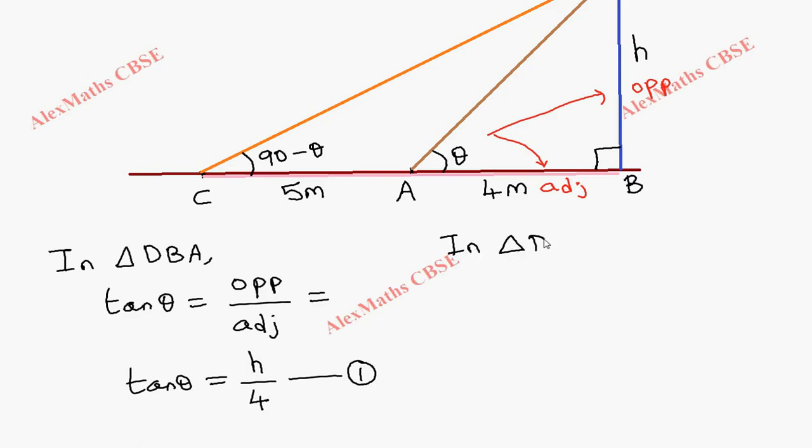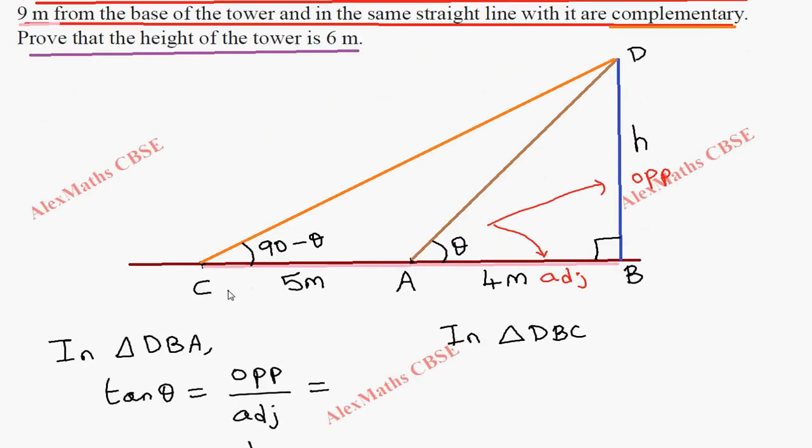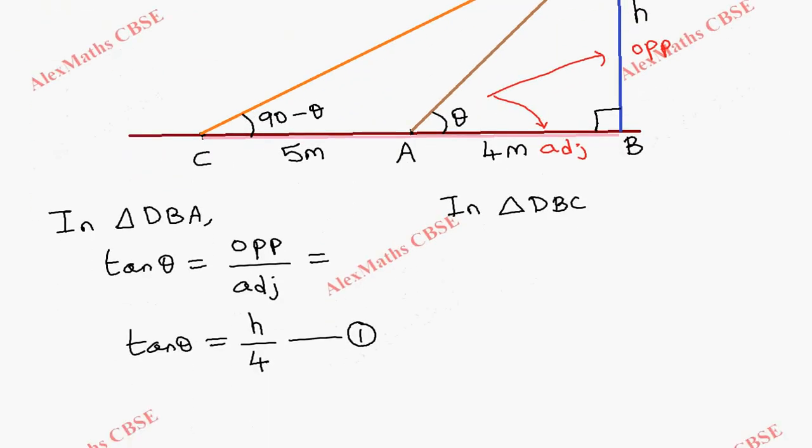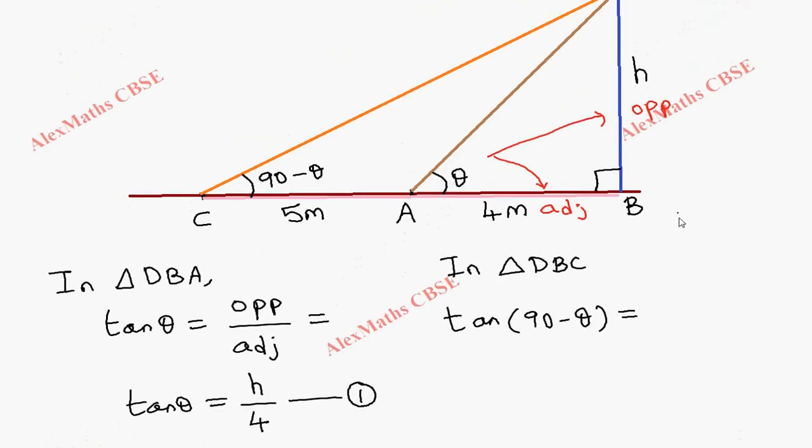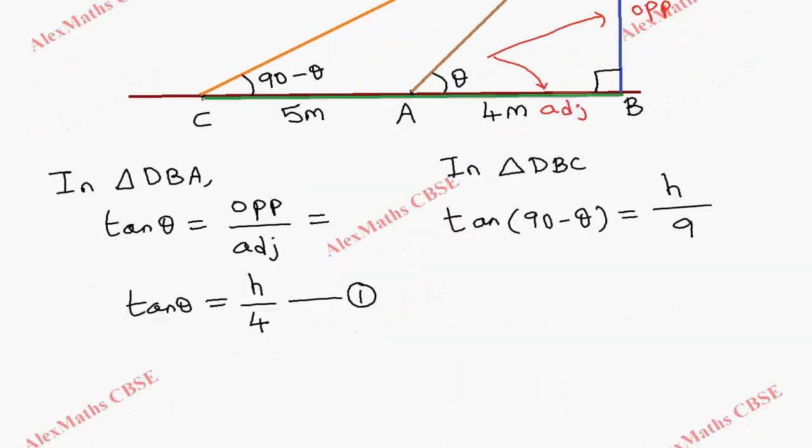In triangle DBC, this full triangle DBC. So here is the angle 90 minus theta. So when we take tan theta, instead of theta we have 90 minus theta. So tan 90 minus theta equal to, once again opposite by adjacent, but now the opposite is same as H, but adjacent is this entire BC, which is totally 9. It is made up of two parts, 5 plus 4, so it is 9.